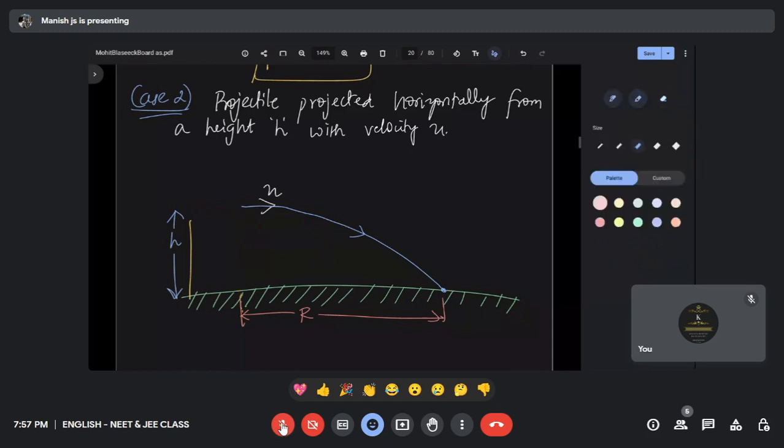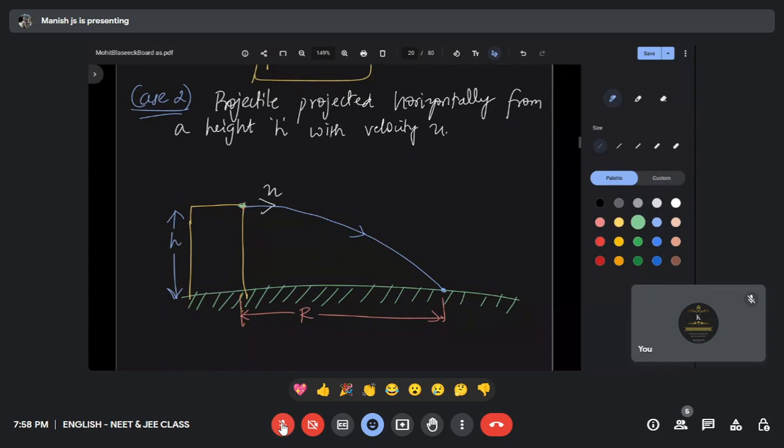One second, I think I erased by mistake. Let me just redraw it. So this was the corresponding part. Yeah, it is projected like this, children. Okay, from this point. So with respect to the horizontal, there is no theta here. Okay, that is how it is being projected.